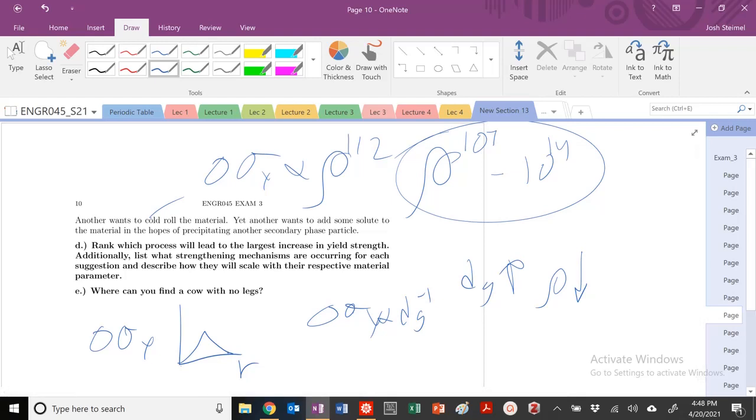And then this is just a fun extra credit question. It won't be asked, unfortunately, this time. Where can you find a cow with no legs? Right where you left it.